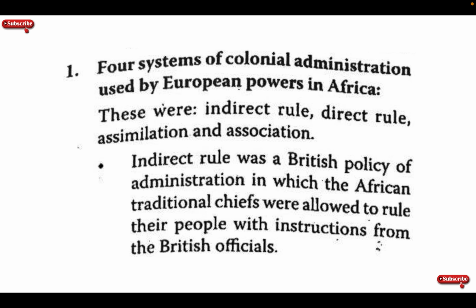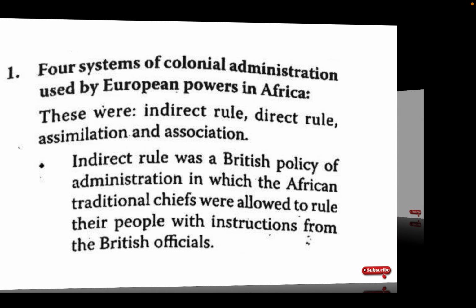1. 4 systems of colonial administration used by European powers in Africa. These were indirect rule, direct rule, assimilation, and association. Indirect rule was a British policy of administration in which the African traditional chiefs were allowed to rule their people with instructions from the British officials.